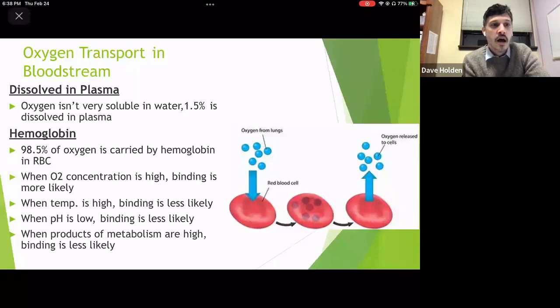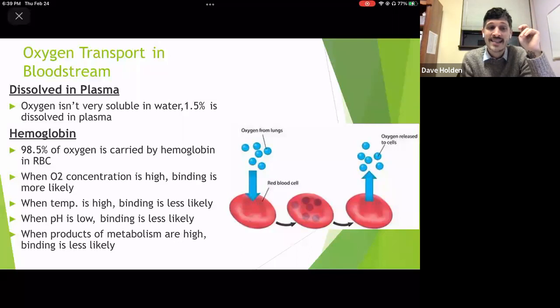All right. Oxygen transport in the bloodstream. Oxygen isn't very soluble in water, so only a very small amount of oxygen is dissolved in the plasma by far. How does oxygen get around? Red blood cells. Like 98.5% of the oxygen is dealt with through the red blood cells. So they're the backbone here. Oxygen is carried by a very particular protein called hemoglobin.